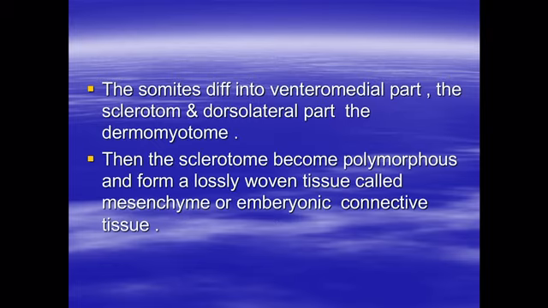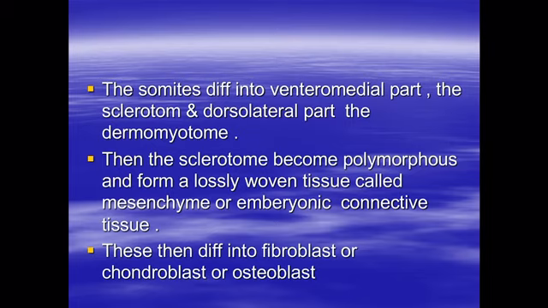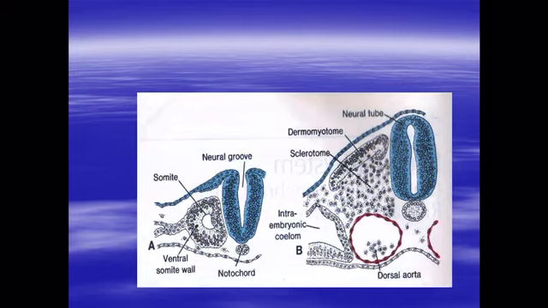Then, the sclerotome becomes polymorphous and forms a loosely woven tissue. They call it mesenchyme or embryonic connective tissue. These then differentiate into fibroblast or chondroblast or osteoblast. This is the sclerotome, as we mentioned, which differentiates into mesenchymal tissue.